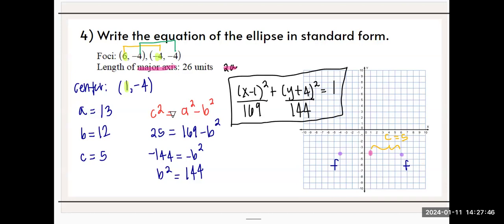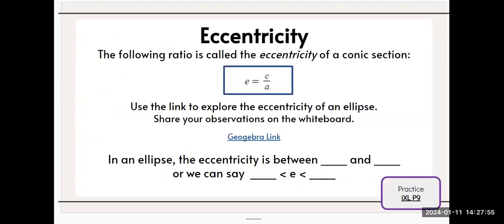Okay. One more thing about conic sections that we need to take a look at, and then we're going to start the assignment. Eccentricity.